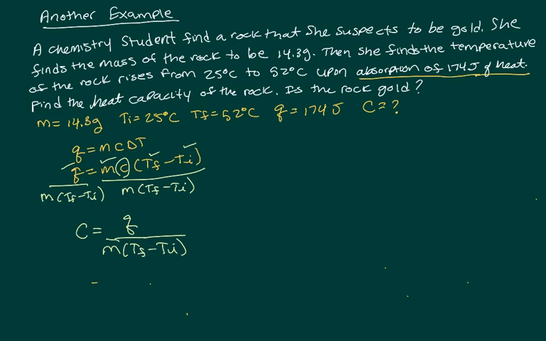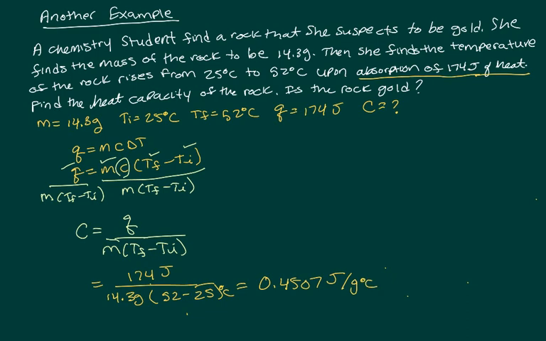Now we're ready to plug in our values. We have 174 joules over our mass of 14.3 grams times our T final, which is 52, minus T initial of 25. We plug this in and we end up with 0.4507 joules per gram per degree Celsius. But we have to round this to two significant figures. So it becomes this number.